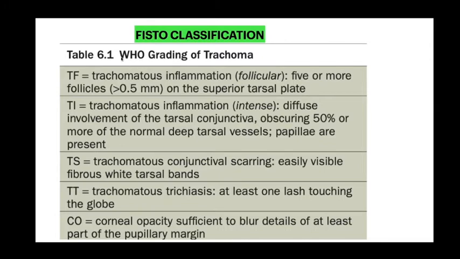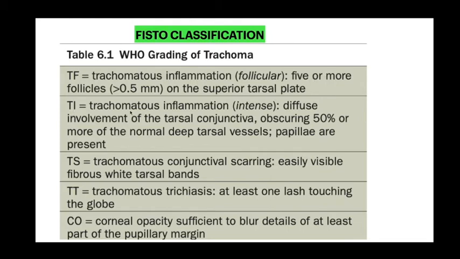Now about the WHO grading of the trachoma, it is called the FISTO classification, FIST and O. Now TF, that is trachomatous inflammation follicular, 5 or more follicles greater than 0.5 mm. Mainly these follicles are seen in the superior tarsal plate. They can be seen in other areas, but mainly superior tarsal plate. So that is the trachomatous inflammation follicular, 5 or more follicles.